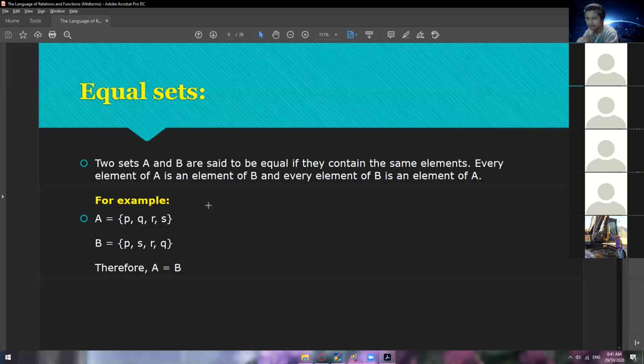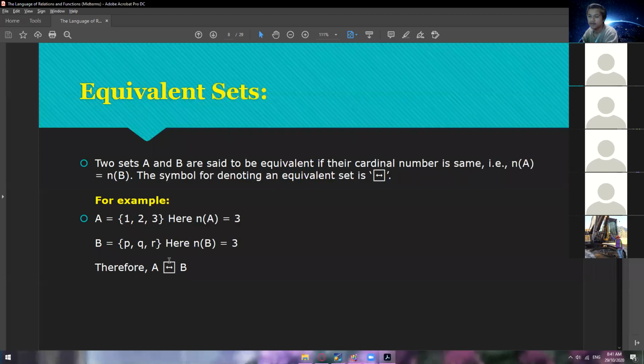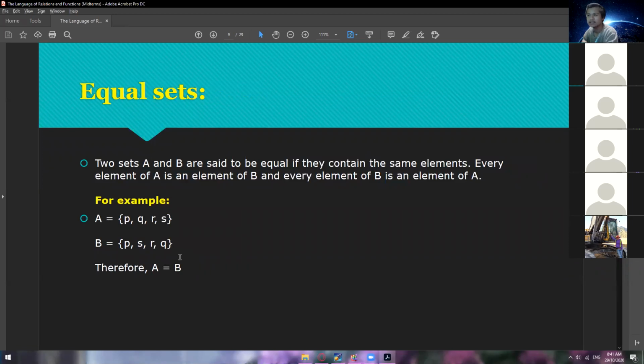And here, as you can see, we have PQRS, and then we have PSRQ. All of the elements of A are also elements of B, or vice versa. All of the elements of B are also elements of A. So here, we could say that A is equal to B, or B is equal to A. For equivalent sets, you compare the count of elements. For equal sets, you're comparing the elements themselves, or the characteristics of the elements.